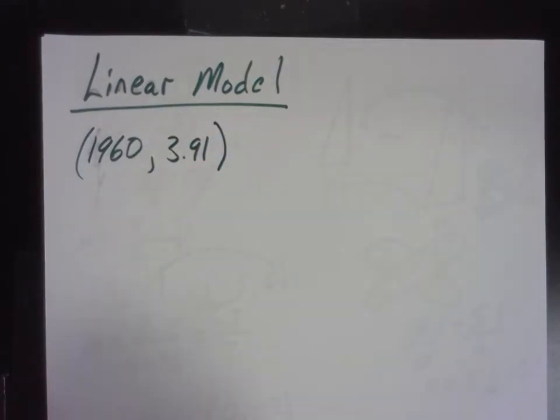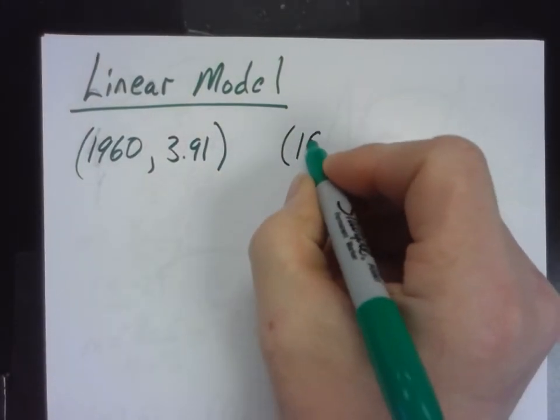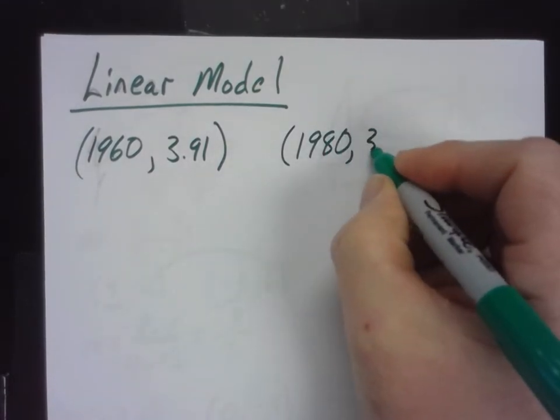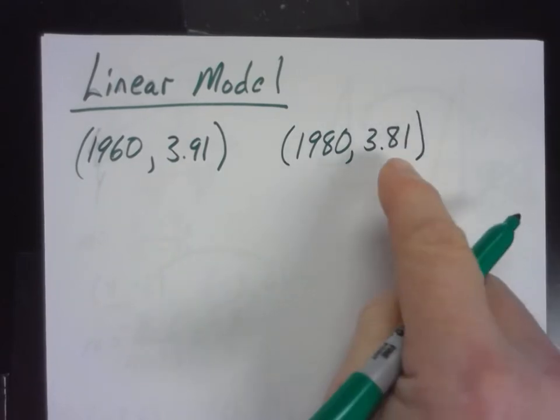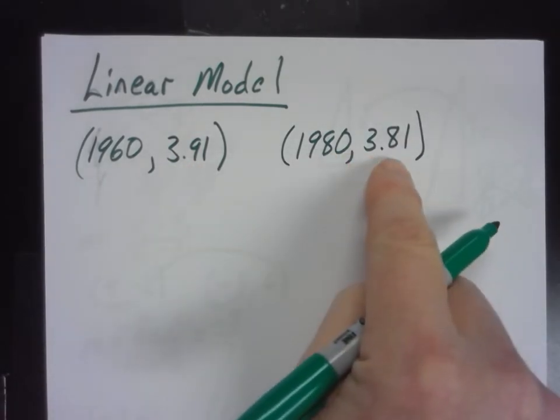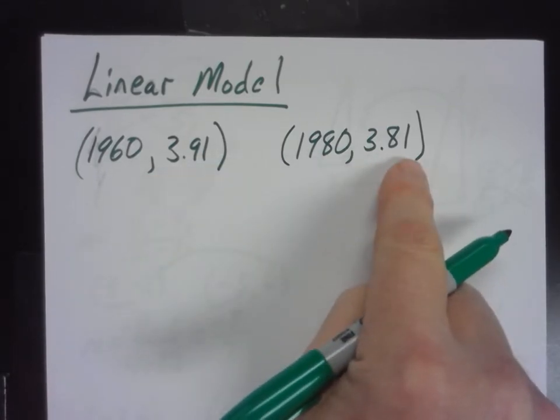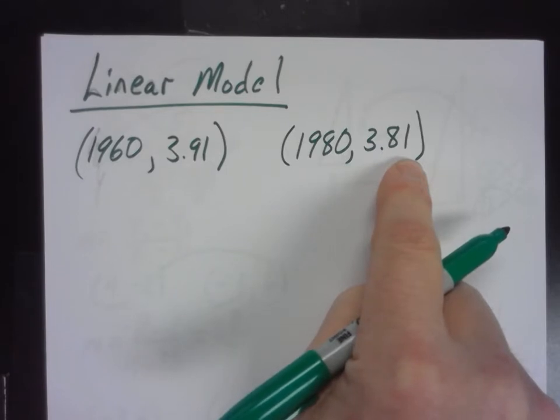Amazing. But then in 1980, there's a second point. In 1980, the record is 3.81. Wow. That's not much difference, is it? In 20 years, they took a tenth of a minute off the record. What is a tenth of a minute? You guys know a 60th of a minute is a second, right? So it's not 10 seconds.